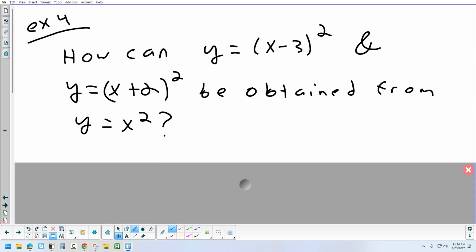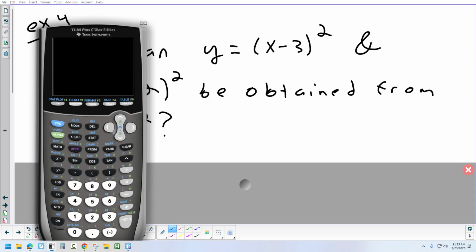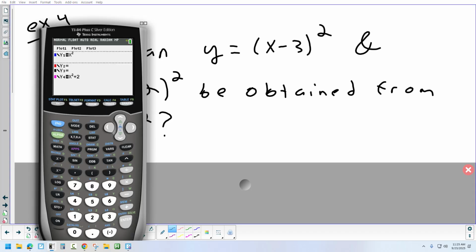Okay. Anytime that you do plus or minus a number, it's always a shift. Where you do it controls if it's up and down or left and right. If it's outside the parentheses, it's up and down. If it's inside, it's left and right. Which way do you think x minus 3 is going to shift it? Left. You think it's going to shift it to the left? How many units?